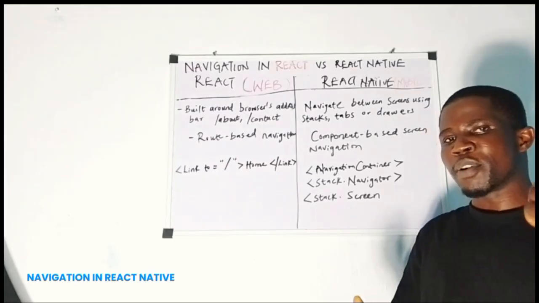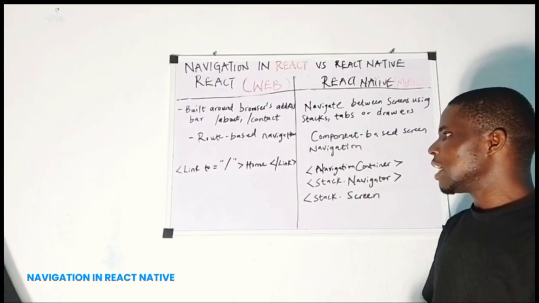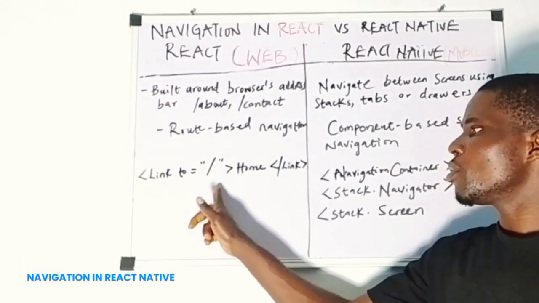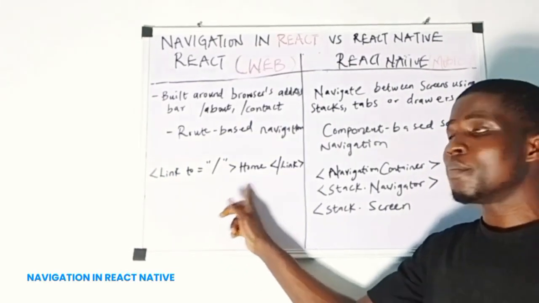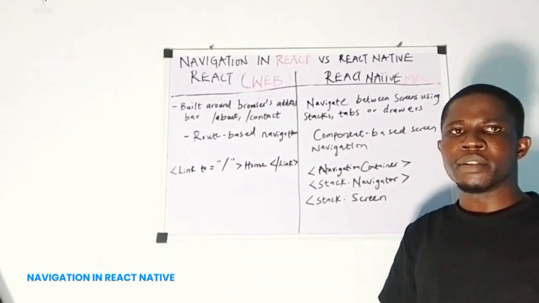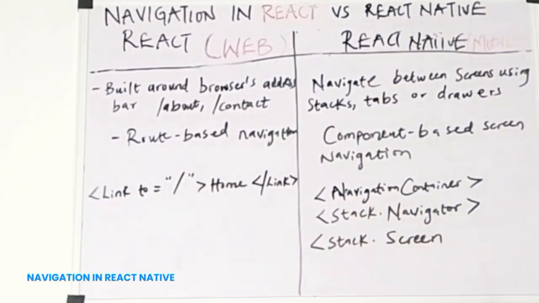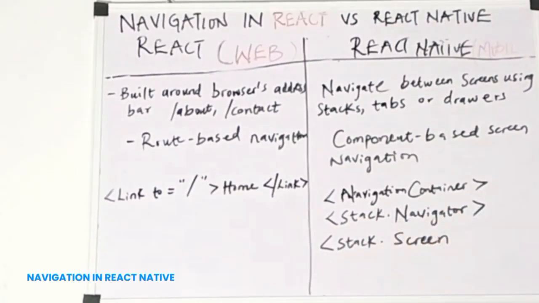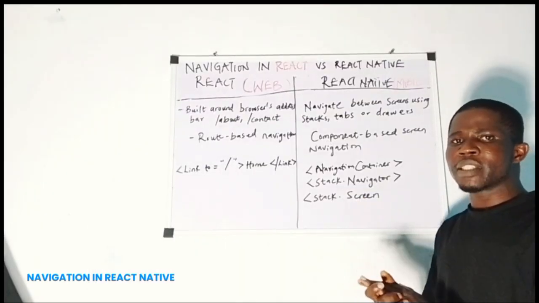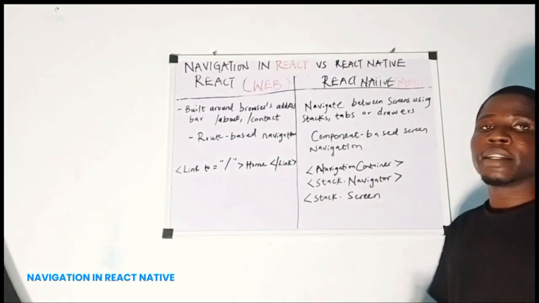Especially if you have watched the previous video, then you are going to see how some of these things work together. So if you are looking at this, then you are going to be seeing stuff like this linked to a slash, it could be home, about, contact, and the rest of them, as you have seen in React for the web. Then if you are looking at React Native, then you are going to be using navigation container, stack.navigator, stack.screen, and so many other components that you can have for React Native for mobile development.